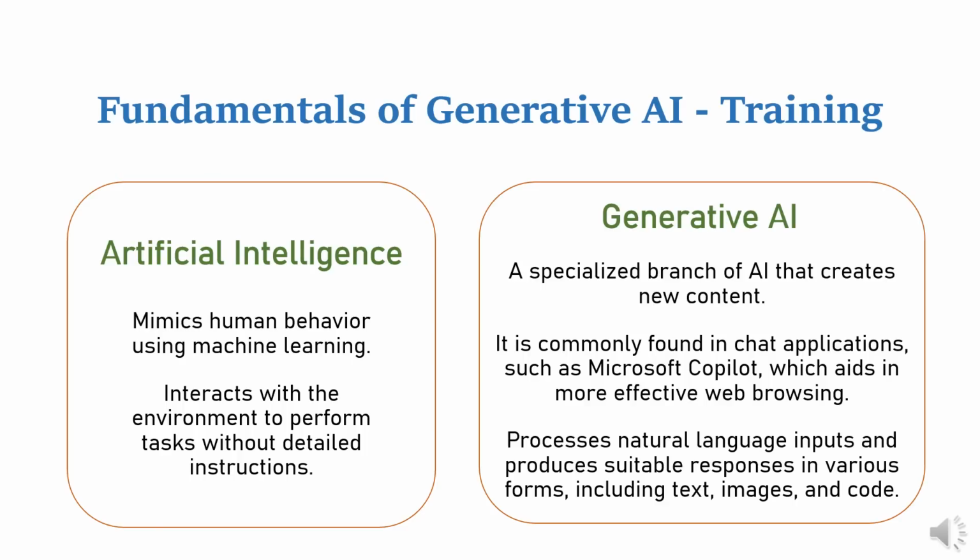Fundamentals of generative AI training. Artificial intelligence mimics human behavior using machine learning, interacts with the environment to perform tasks without detailed instructions. Generative AI is a specialized branch of AI that creates new content. It is commonly found in chat applications such as Microsoft Copilot, which aids in more effective web browsing, processes natural language inputs, and produces suitable responses in various forms, including text, images, and code.